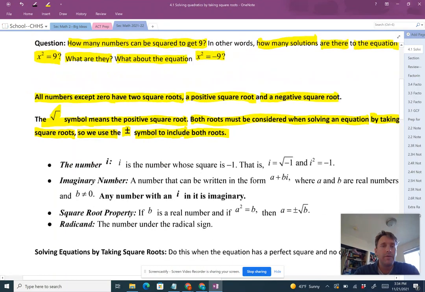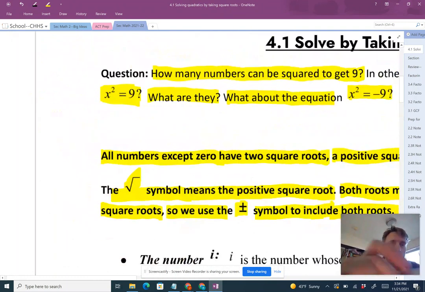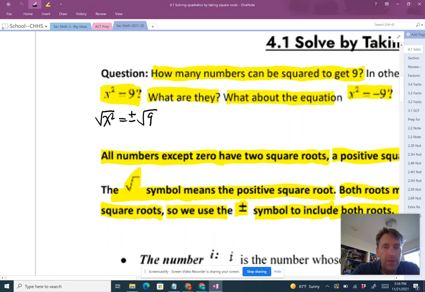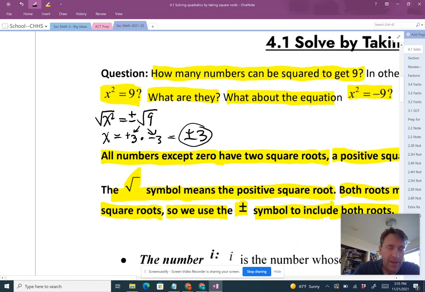All right. So let's go back to this idea of x squared equals 9. If I take the square root of x squared, and take the square root of 9, I'm taking the square root of both sides. When I do, I have both the plus or the minus value of the square root of 9. And the square root of 9 is 3, and so x is equal to plus 3 or minus 3, which we typically just write as plus or minus 3. That's two values, positive 3 and negative 3.